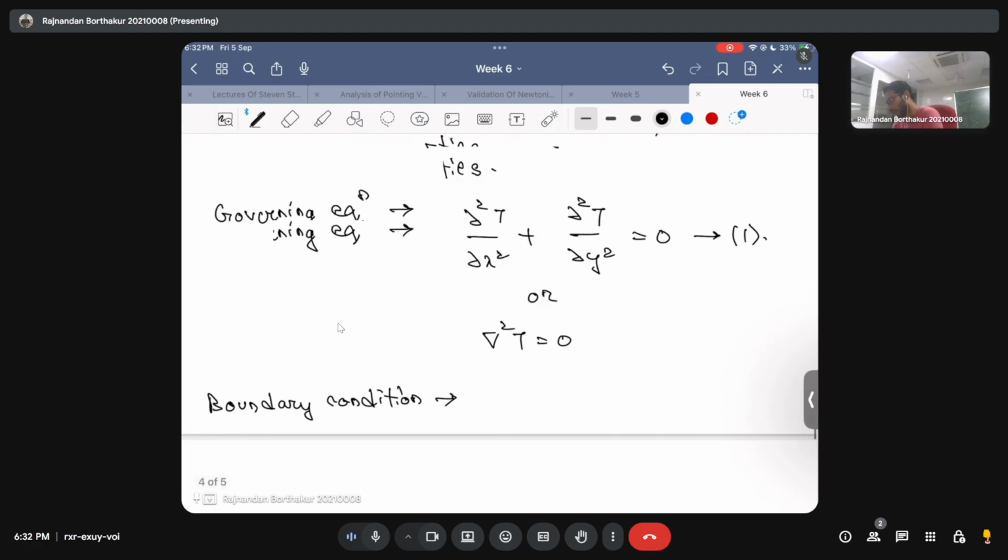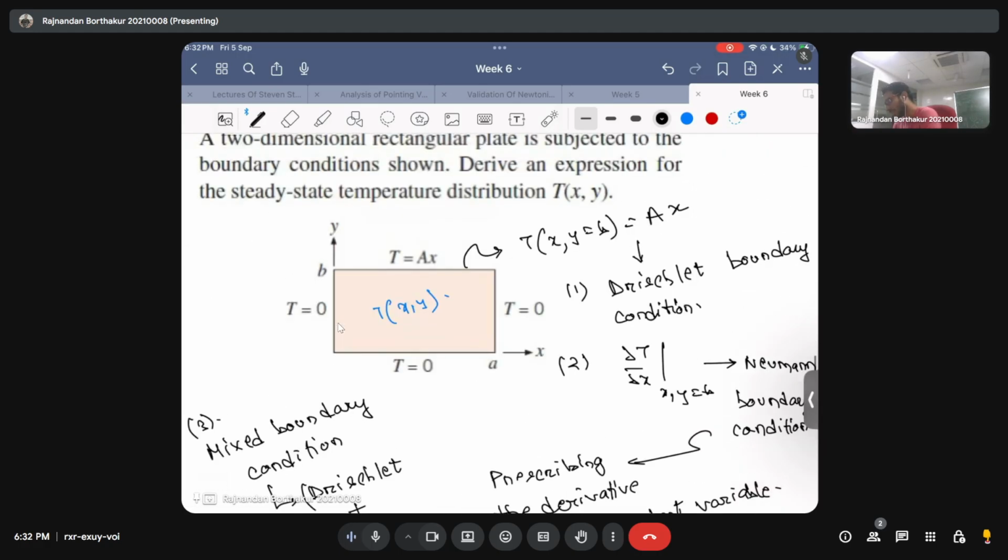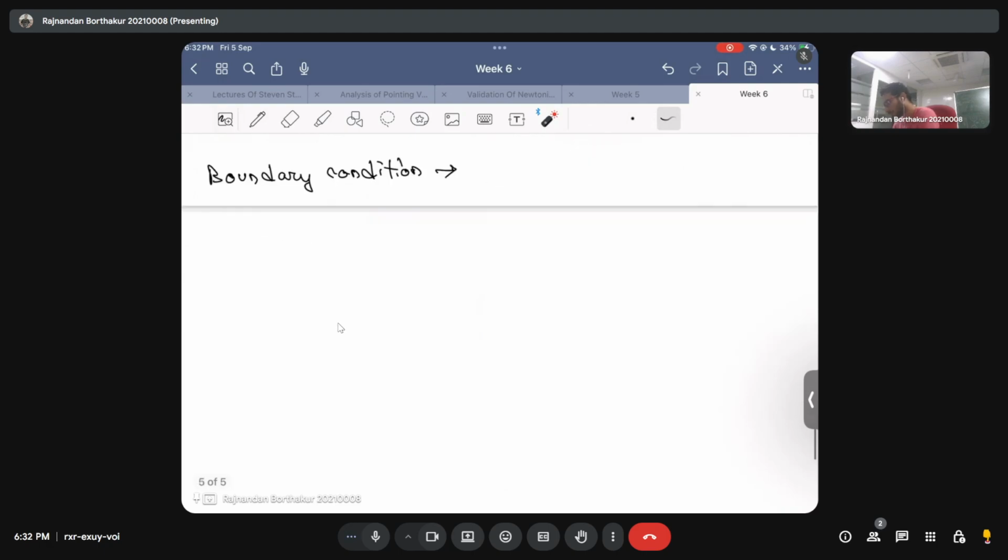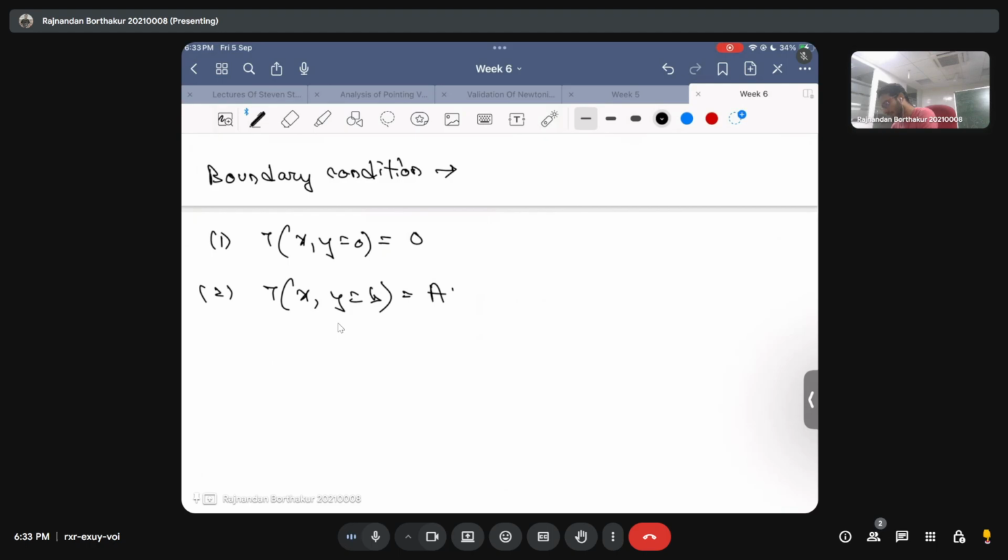And we actually have them, because you can see that on three faces your temperature is equal to 0, and on the fourth face, which is the upper face, we have a temperature which is linearly varying with x. So what do we have? The first boundary condition is that T for all x at y equal to 0, which is the lower face, is equal to 0. Your second boundary condition is that your upper face is equal to a times x.